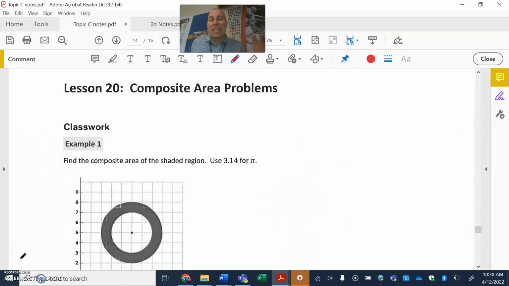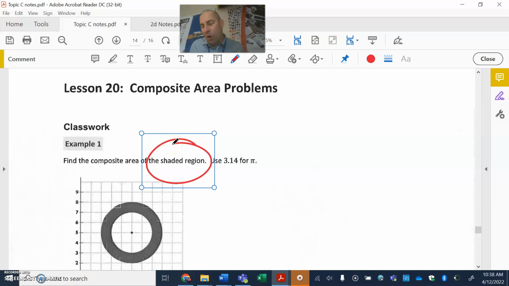Lesson 20, composite area. All right, so we've seen composite area, and a lot of times it means that we're breaking up this shape into smaller shapes so then we can add up the pieces to get that total area. Well, what we're seeing here more is what we refer to as shaded region.